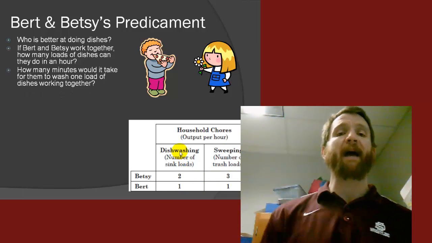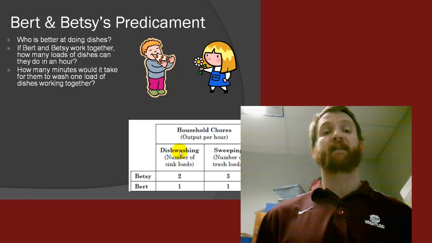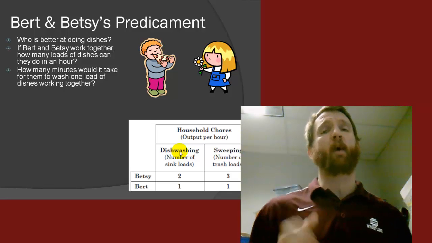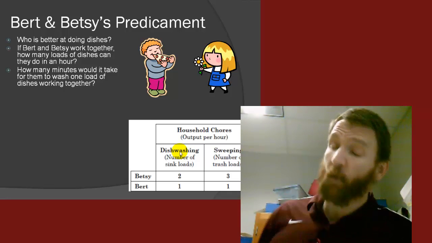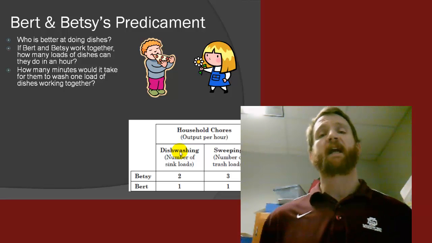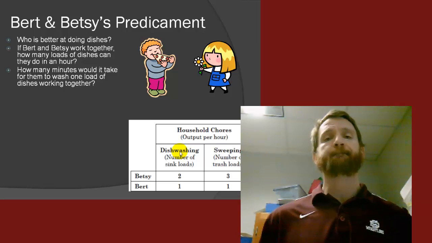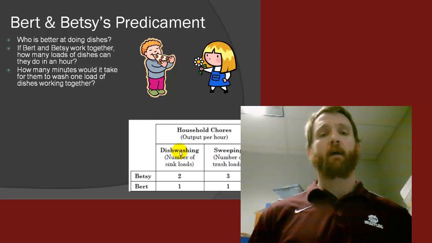All right, so how many minutes is it going to take them to wash 1 load of dishes working together? If they work together, they can do 1 load in, wait for it, 20 minutes. Okay, we take our math, we go, they can do 3 loads in an hour. If I divide 60 by 3, I get 20 minutes. Okay, so there's that.